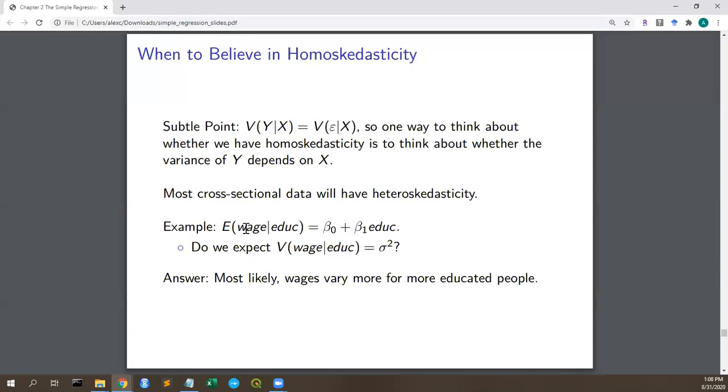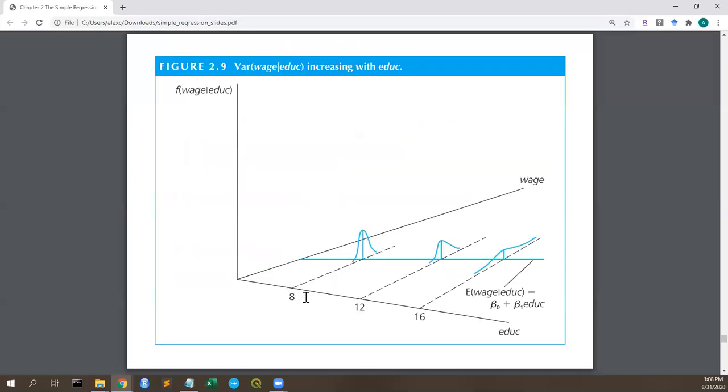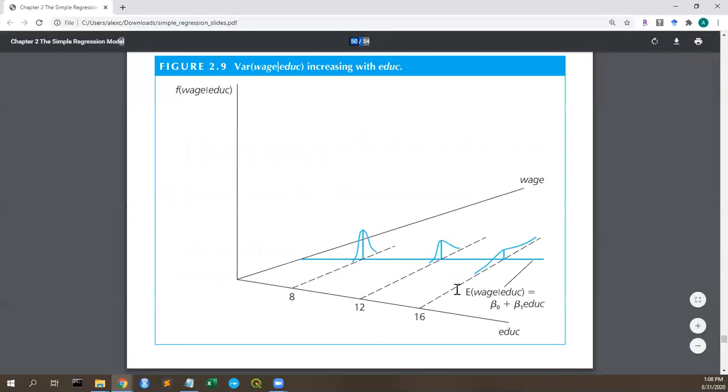So in this example, you have wage given education, beta 0 plus beta 1 times education. Do we expect the variance of wage given education to be constant? Probably not. Wages are going to vary more for more educated people. So for example, you have education here, right? As it increases, your variance in your wages can increase, right?